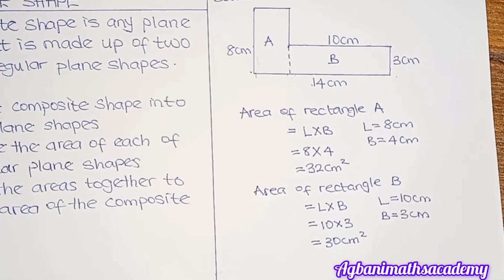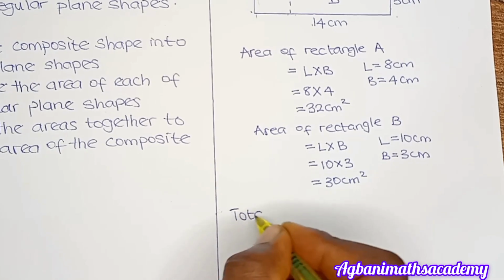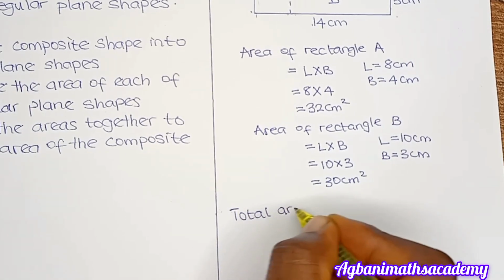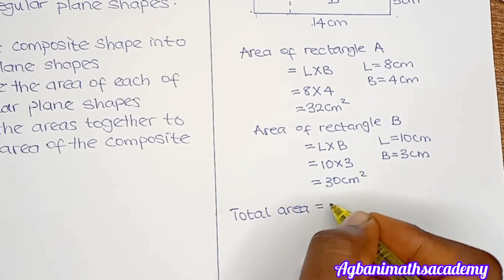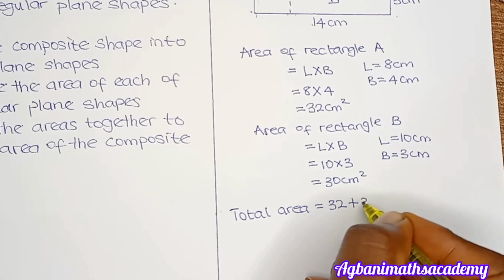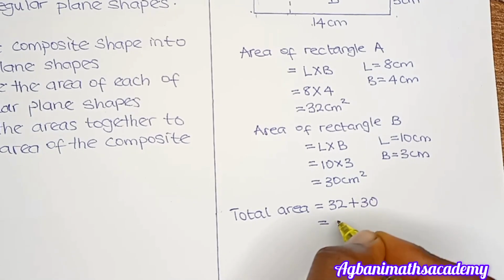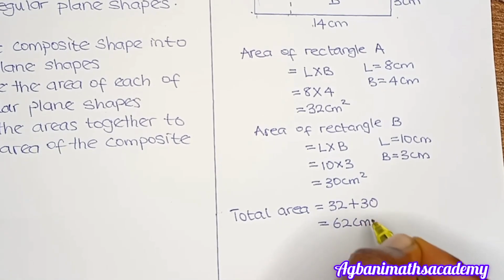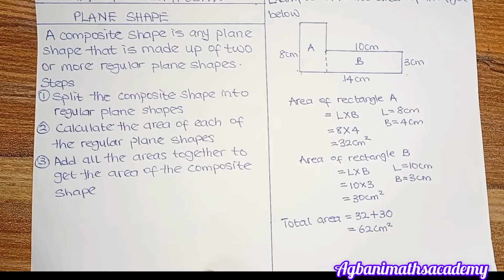So we've calculated the area of each of the regular plane shapes. Now we can calculate the area of the composite plane shape. So total area is equal to 32 plus 30. This gives us 62 centimeters square. This means the area of this composite plane shape is 62 centimeters square.